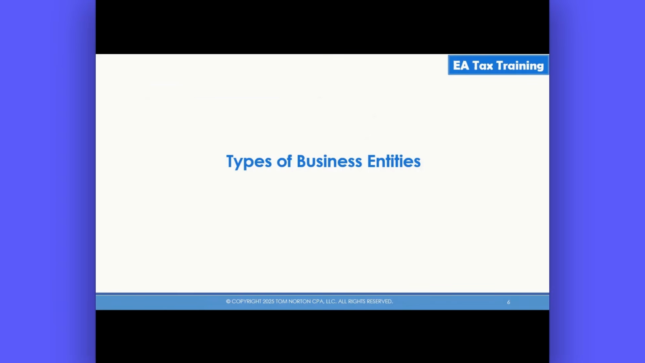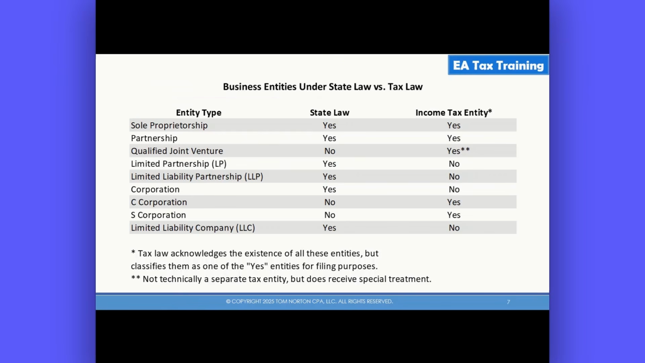So let's start by talking about business entities. First thing to know is that there are several different types of entities that you may be dealing with and tax return types that you may be preparing as a tax preparer. There's also a distinction between state law entities and income tax entities. So for each type of entity that you might form or have under state law, there will be a tax return that is appropriate to file for that entity.